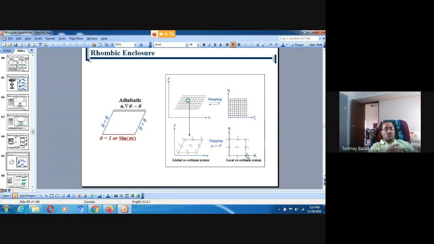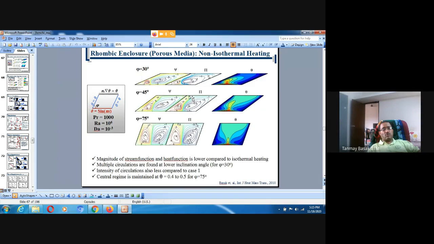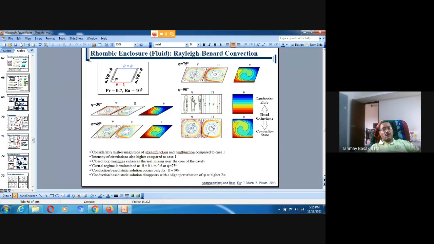Rhombic enclosures we have also done. These are the meshing structures. All the meshing programs have been done based on our in-house computer program, and this is the different scale of porous structure. We can see different base angles, and we can see different kinds of structure. This is the heat flow structure, how the heat flow is actually occurring and how it can change with different base angles. And this is for isothermal and non-isothermal heating of porous media. And this is for Rayleigh-Bénard heating. It's a very interesting concept.